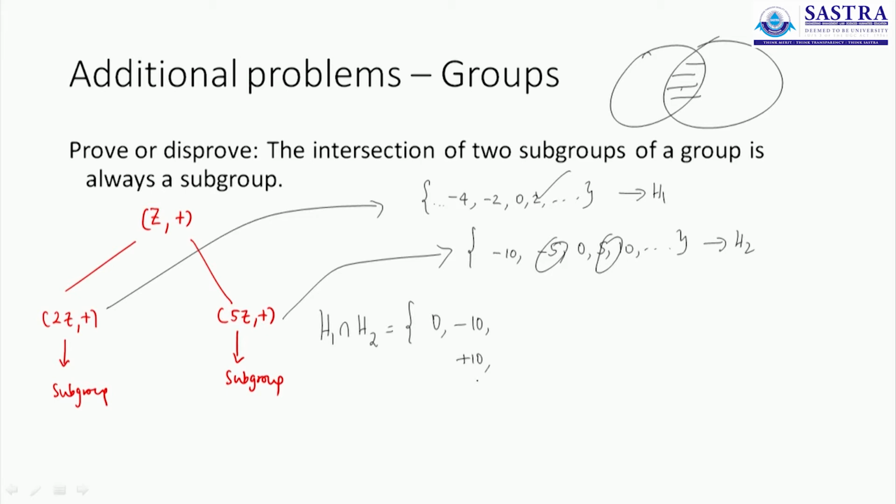Are there any other elements that are common? In fact, yes. Minus 20 is common to both, and plus 20 is also common to both. If you try and extend this set of intersection, you will find that minus 20, minus 30, minus 40, plus 20, plus 30, plus 40, etc., so on and so forth, are actually common to both the subgroups that we are considering. Now the question before us is, is this actually a subgroup in itself?